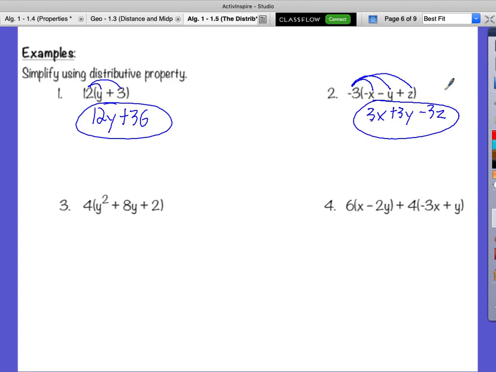Okay. We're gonna skip number 3. Flip your page. I want you guys to do number 4 on your own. Distribute, you might want to simplify more if you can.